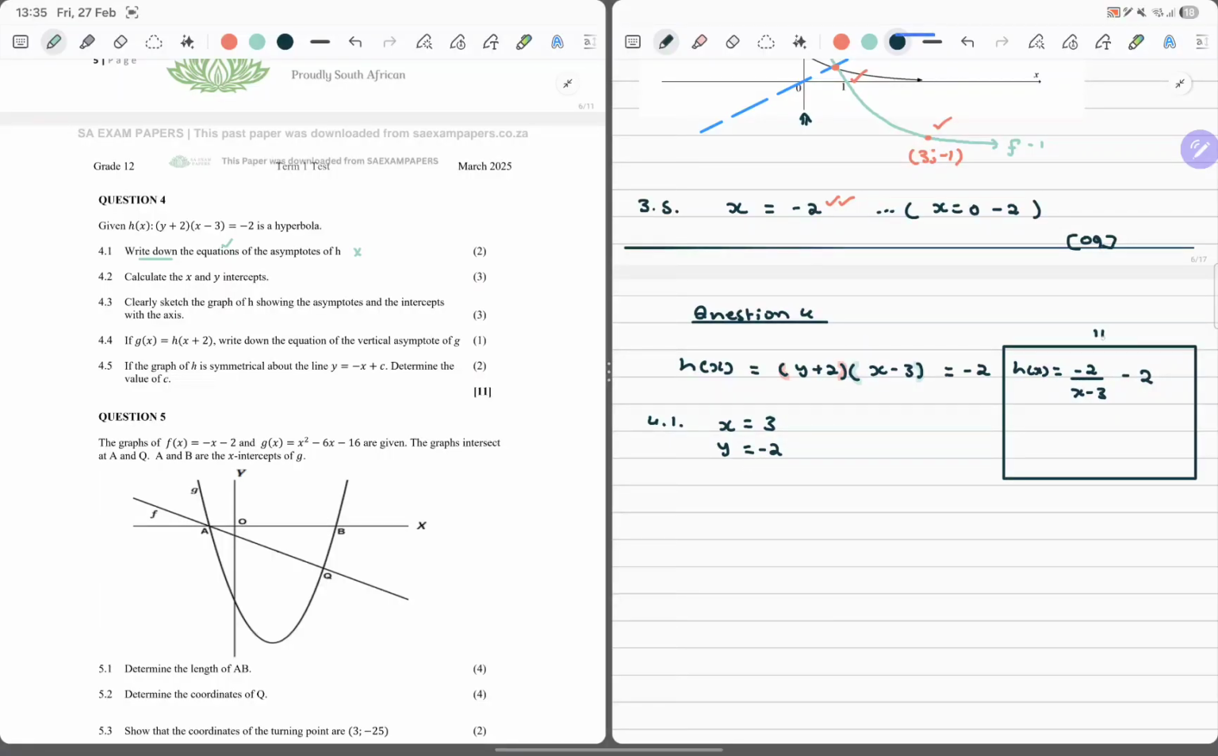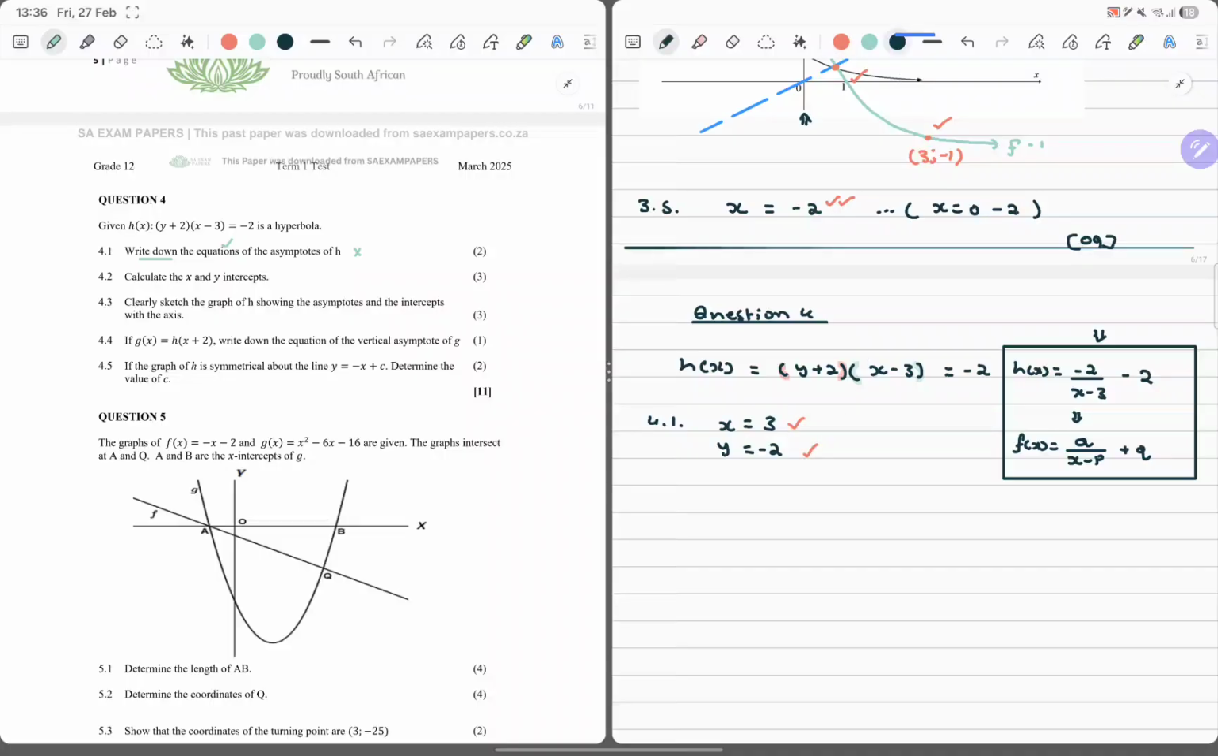Sometimes thinking of the standard form, because this format is in the form of f of x is a over x minus p plus q, helps. So sometimes it helps to think of the standard form before you respond. As you could see, I could easily have lost a mark carelessly.